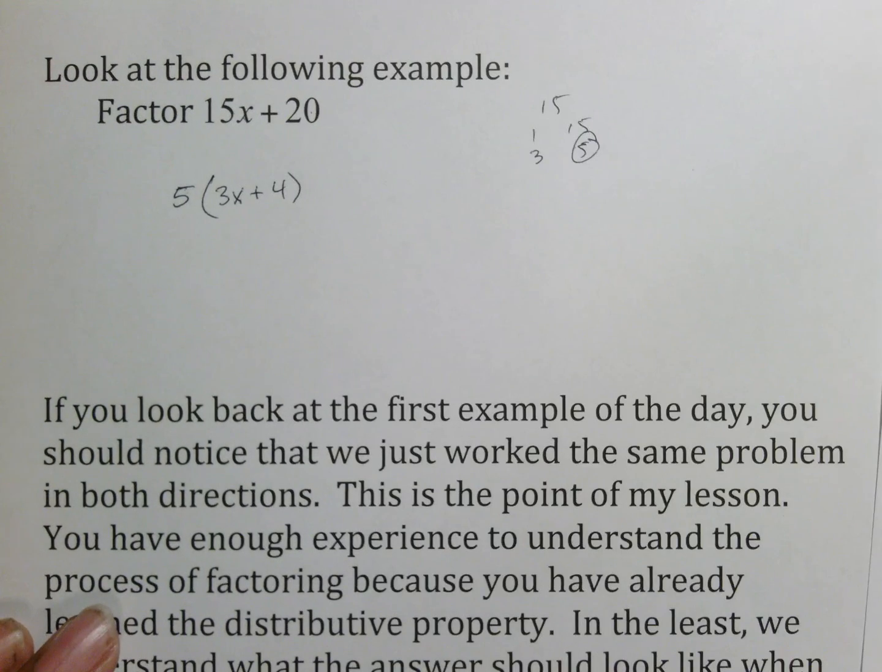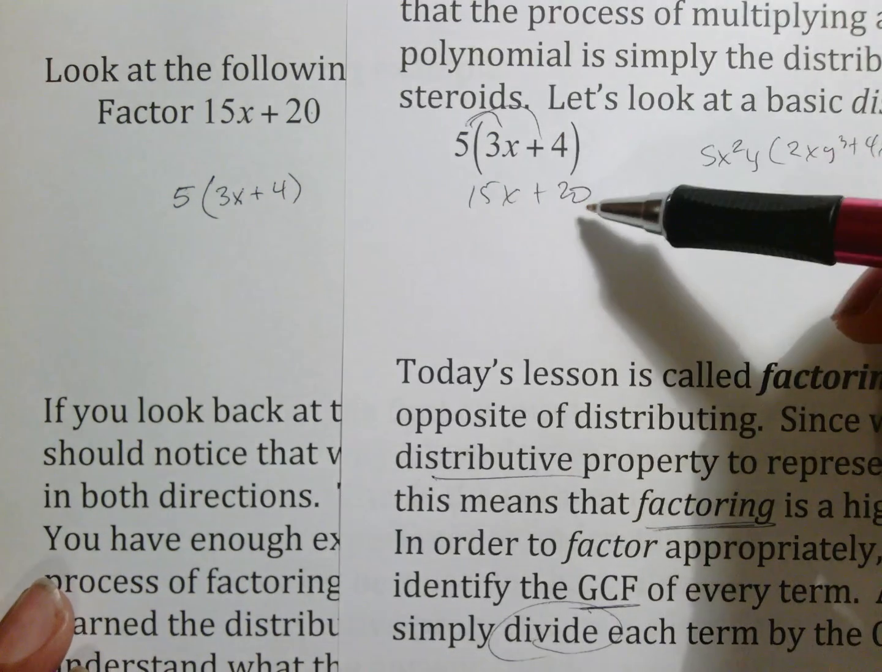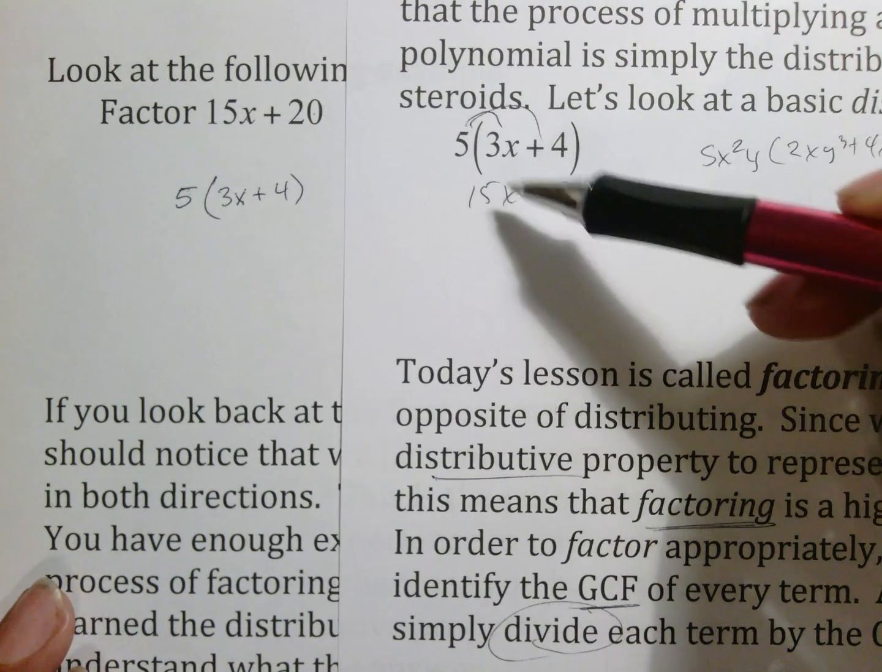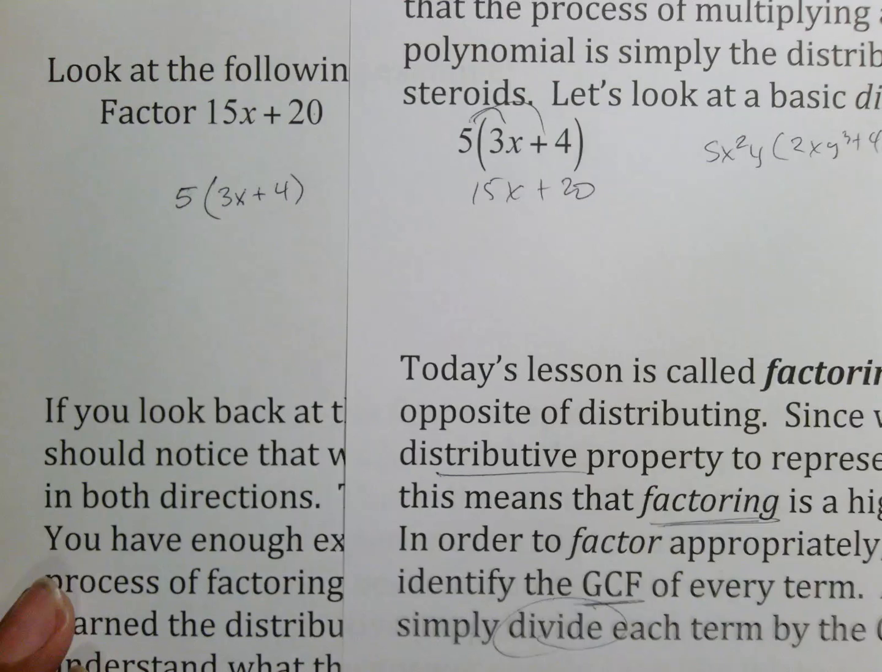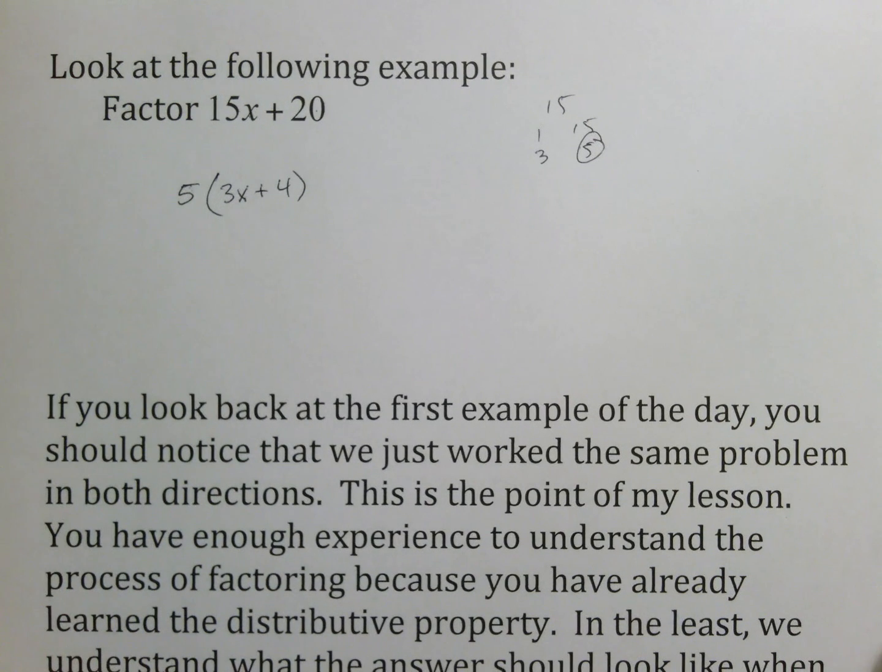If you look back at the first example of the day, you should notice that all we did was work the same problem in both directions. In the beginning, we took 5 times 3x plus 4, turned into 15x plus 20. When I showed you factoring, I took 15x plus 20, and we factored it out to be 5 times 3x plus 4. In algebra, there are always 2 directions for everything, and pretty much that's what it is.